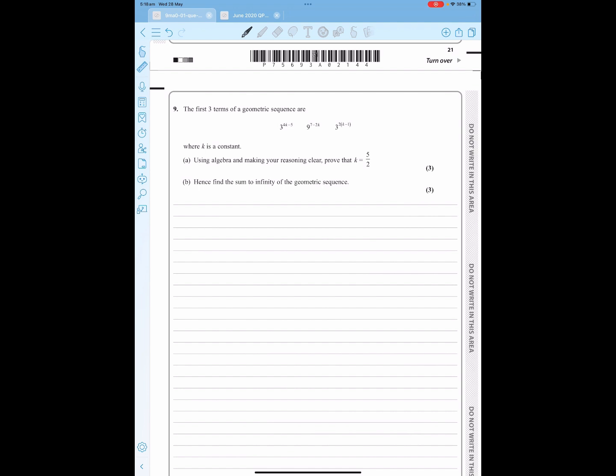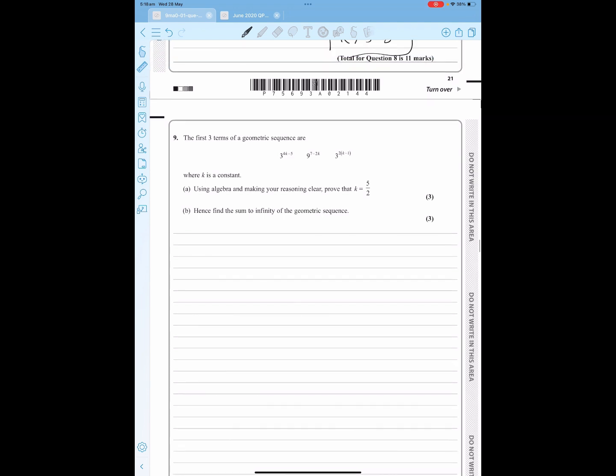Okay, so a geometric series question for question 9. We need to find the value of k. So we know that the common ratio of these two terms will be equal to the common ratio of those two terms.